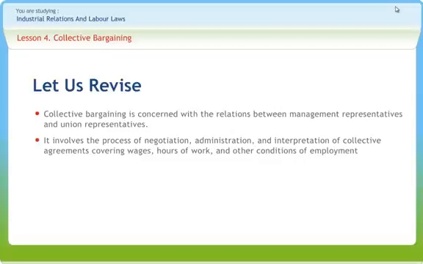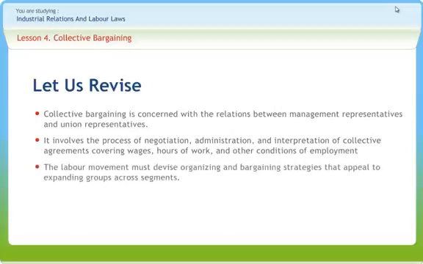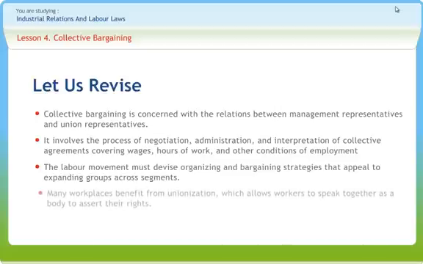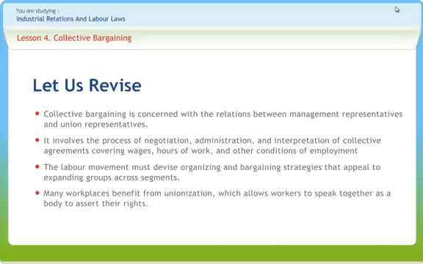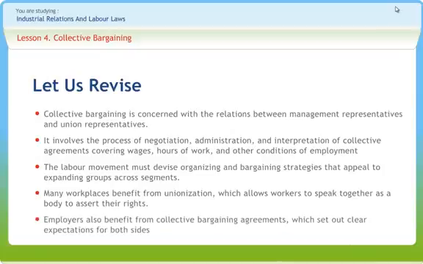The labor movement must devise organizing and bargaining strategies that appeal to expanding groups across segments. Many workplaces benefit from unionization, which allows workers to speak together as a body to assert their rights. Employers also benefit from collective bargaining agreements, which set out clear expectations for both sides.